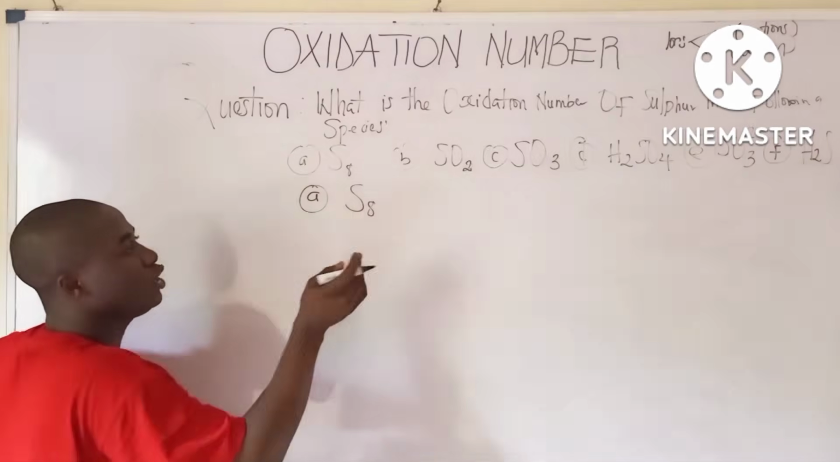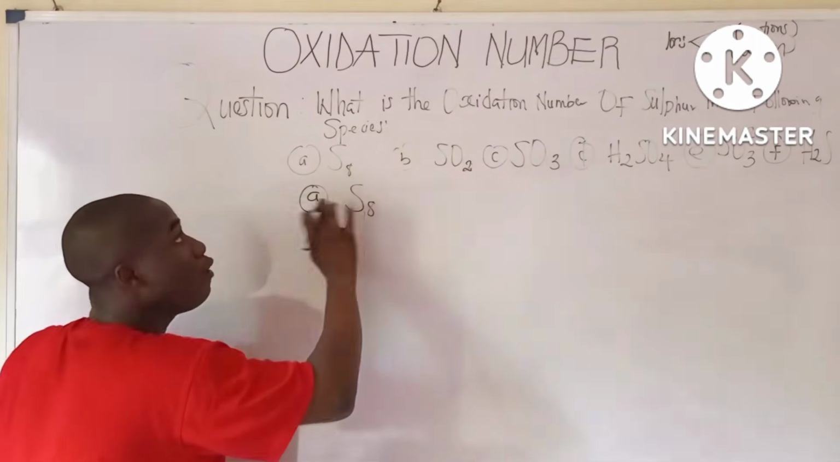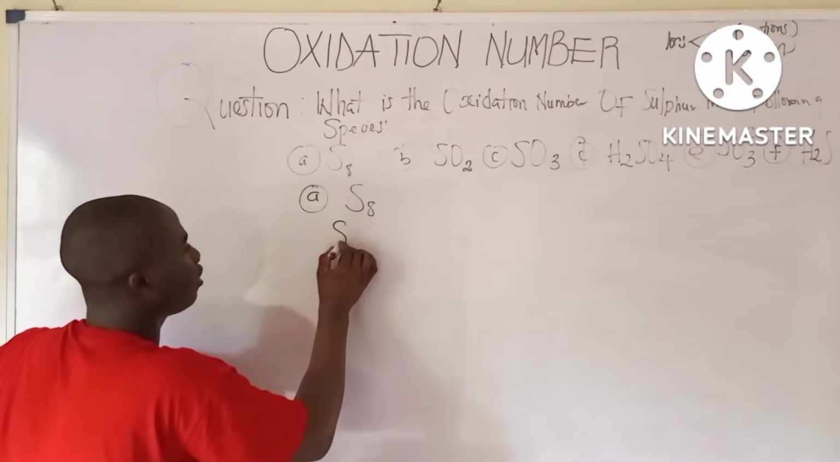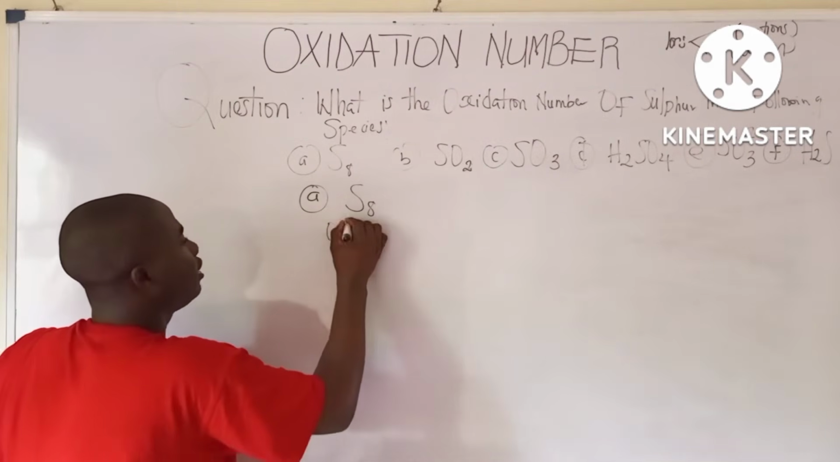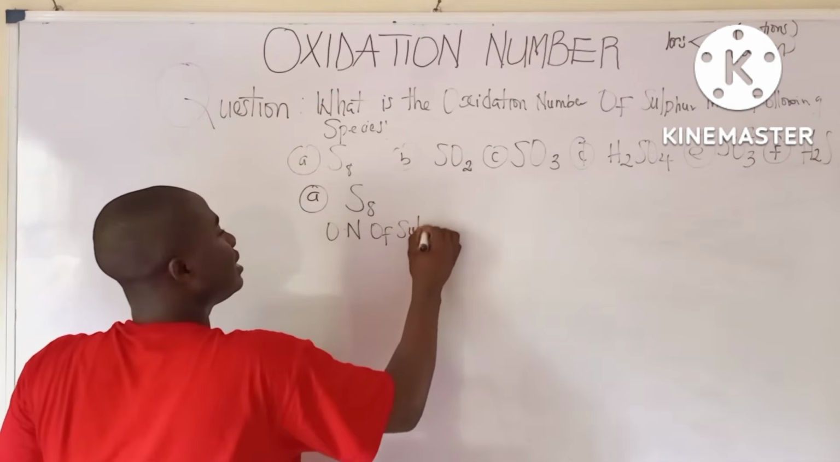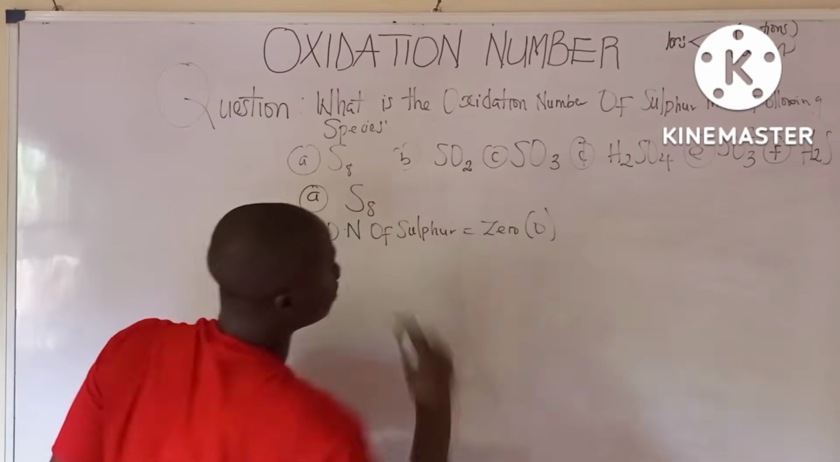From the explanation, this is a free element. The oxidation number of all free elements is 0. So it means that the oxidation number of sulfur in S8 is equal to 0. So that is for that.